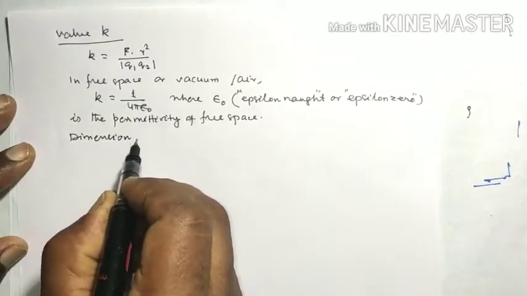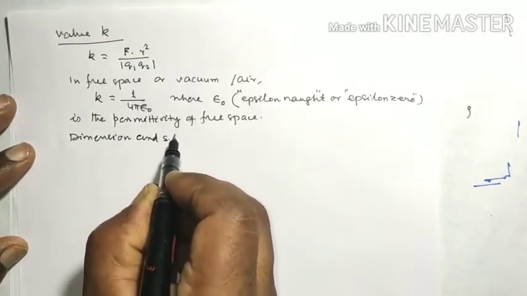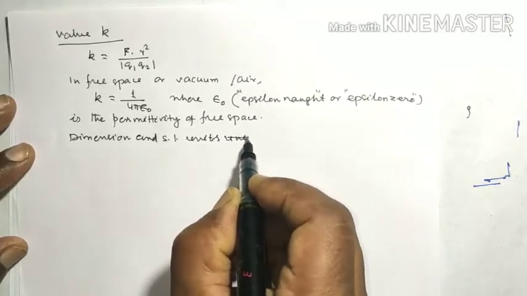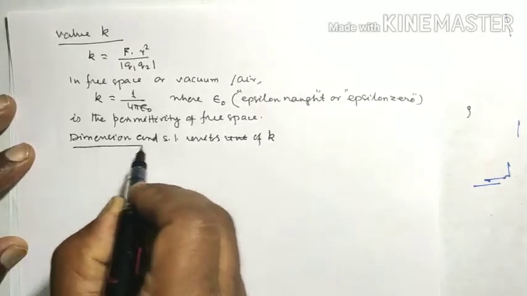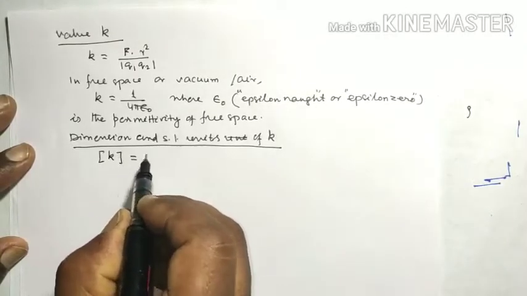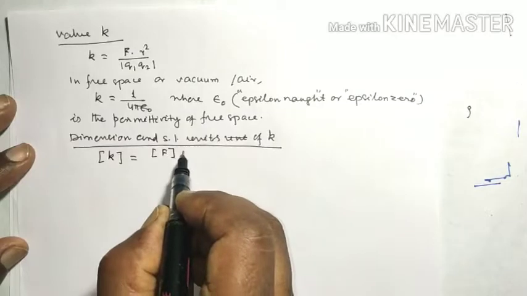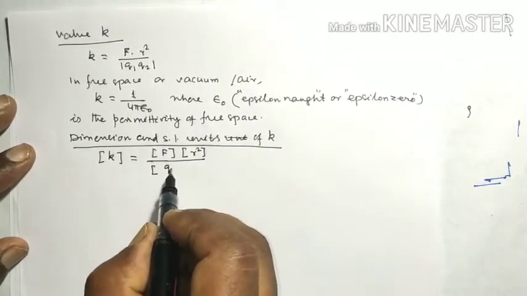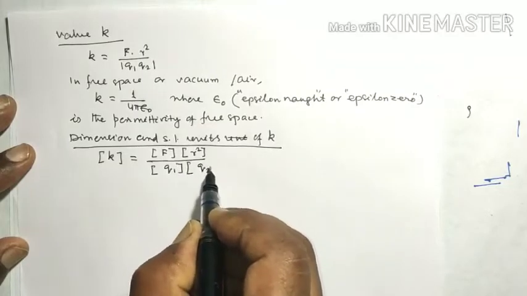Dimension and SI units of K. Dimension of K, that is dimension of F into dimension of R square divided by dimension of Q1 into dimension of Q2.